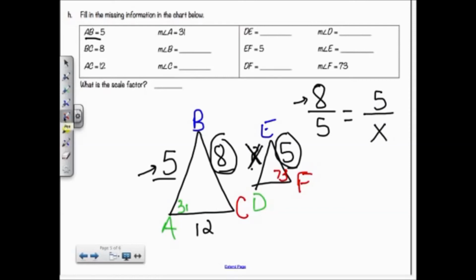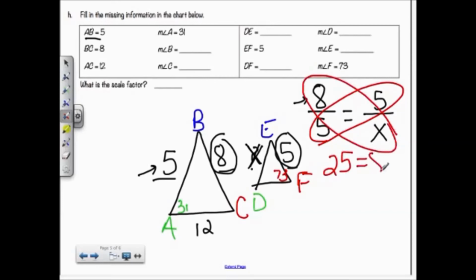Now let's see if you remember how to solve a proportion. You just cross multiply. So 5 times 5 is 25. 8 times x, cross multiply those together too, you get 8x. Divide both sides by 8. You can use a calculator if you must.